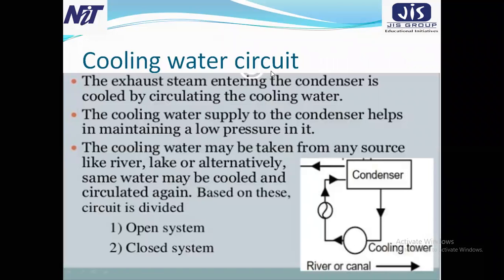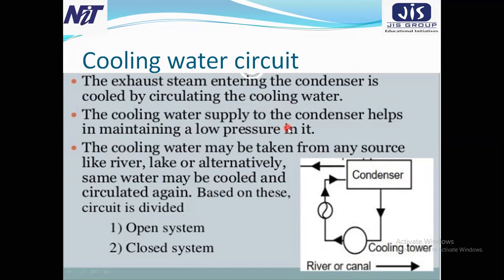Now, the cooling water circuit. If you want to learn about the cooling water circuit, you have to understand this part. The circuit is very easy. That is the lower part of the previous figure. Through the condenser, it is coming to the cooling tower, and again it is going to the condenser. The exhaust steam entering the condenser is cooled by circulating the cooling water.